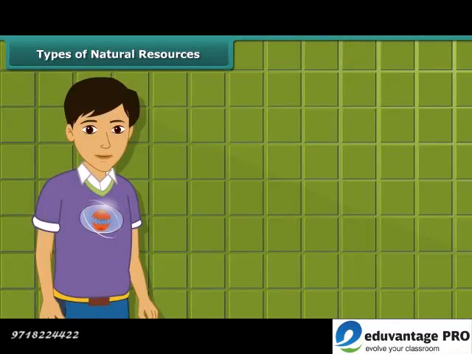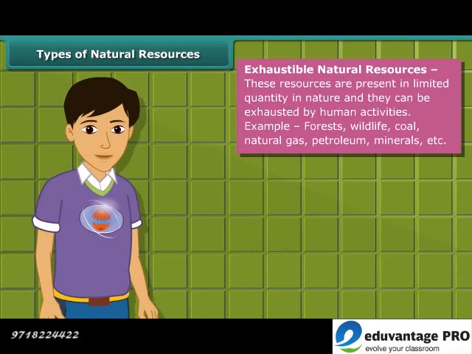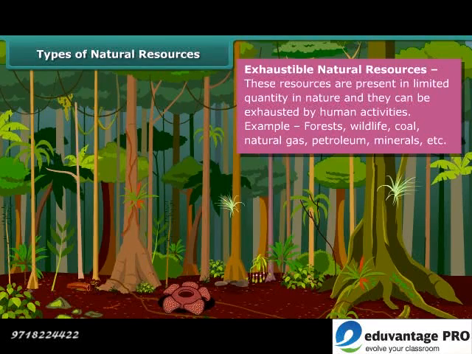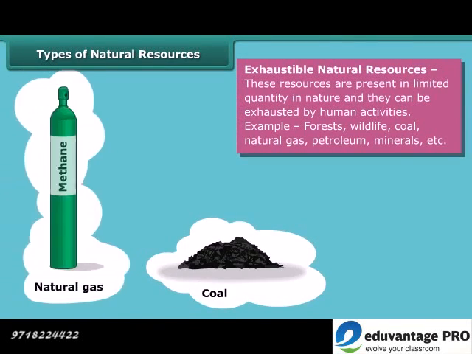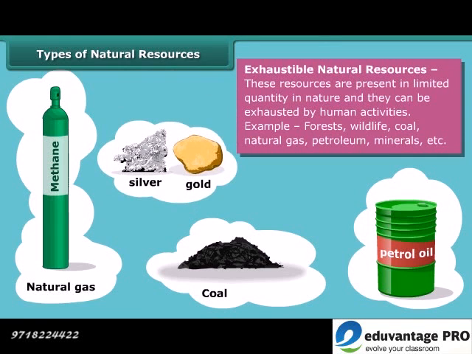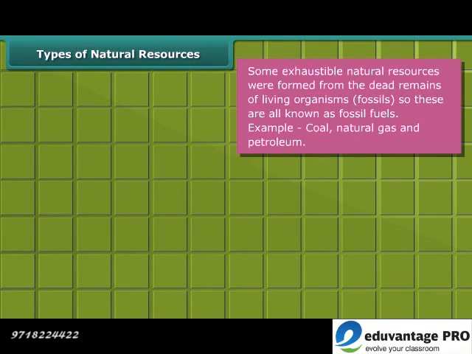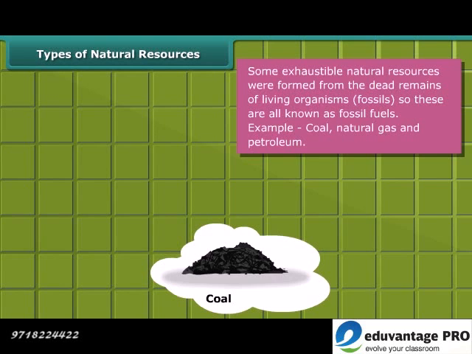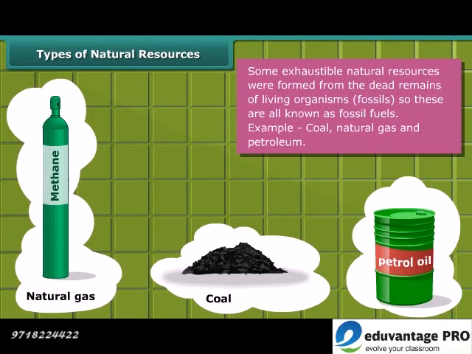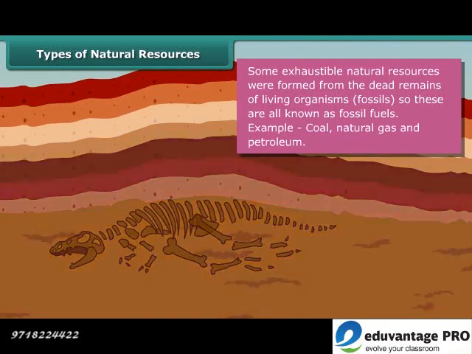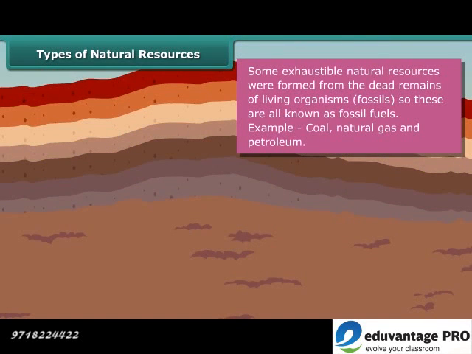On the other side, the amount of exhaustible resources is limited and they can be exhausted by human activities and consumption. Forests, wildlife, coal, natural gas, petroleum, minerals are examples of these resources. Do you know that some exhaustible resources like coal, natural gas and petroleum were formed from the dead remains of living organisms called fossils, and hence these are also known as fossil fuels?